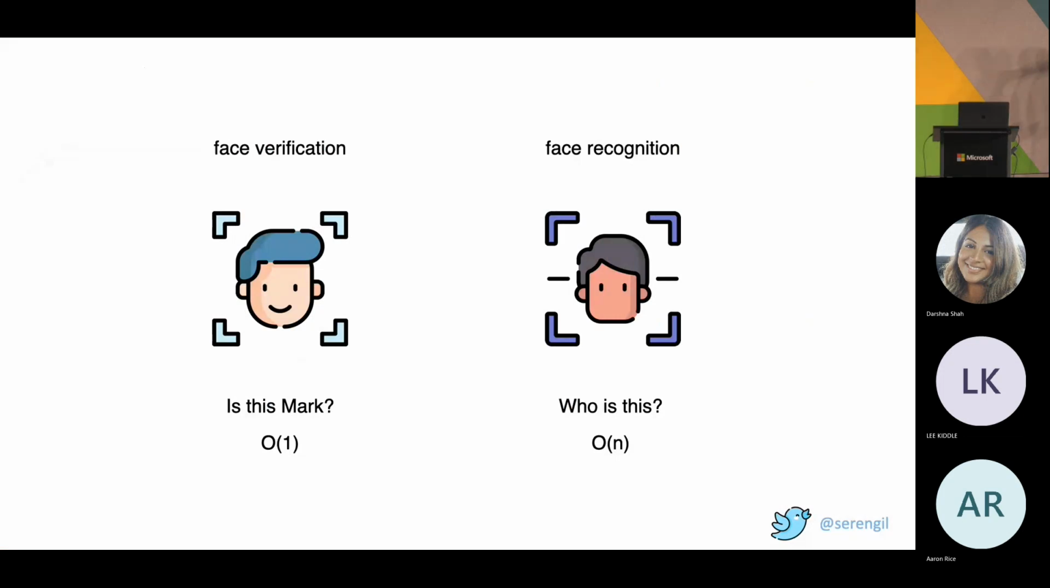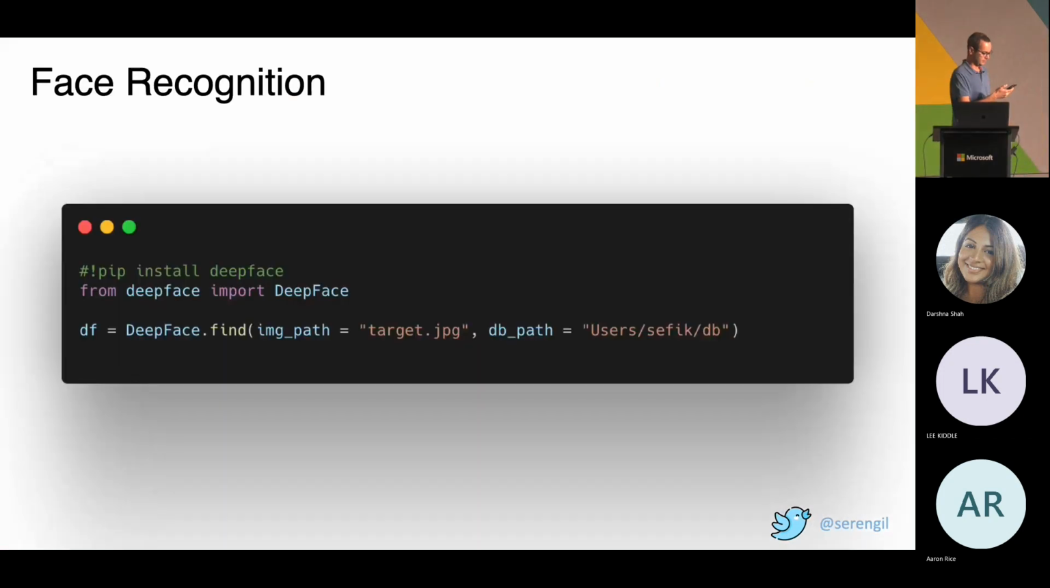But actually, the face recognition task includes face verification. We need to apply the face verification task n times. Luckily, Deepface can do it in the background, and you don't need to do it in a for loop. You should mention the identity you are looking for. Here is the target.jpg, and I'm going to look for the identity of that image in that folder, and I'm going to store my facial data set in that folder.